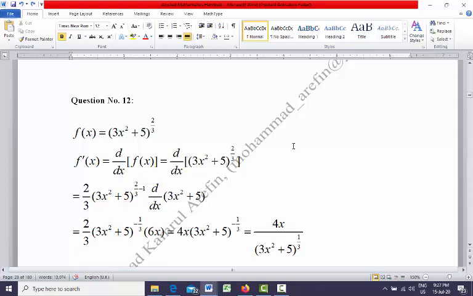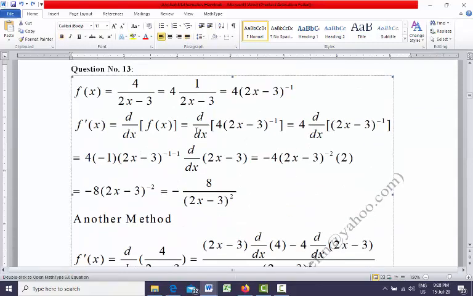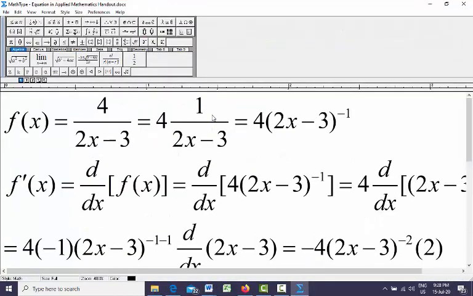Now we will move to question number 13. Let's solve this one. What we have here? The function we have here is 4 divided by twice x minus 3. So you can see we can write this one.